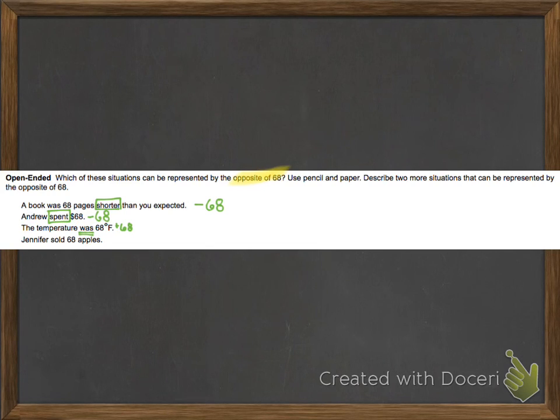Jennifer sold 68 apples. Well, if you sold something, it goes down. So her number of apples decreased by 68. Negative 68 is the opposite of 68. So we have options 1, 2, and 4, but not 3. Okay? If you have any questions, let me know. Most of you seem to be getting this pretty good.